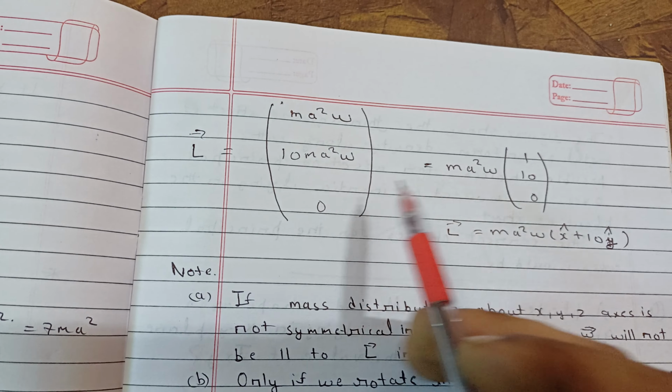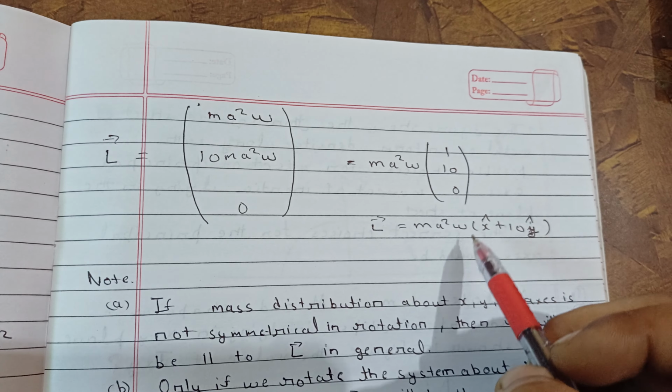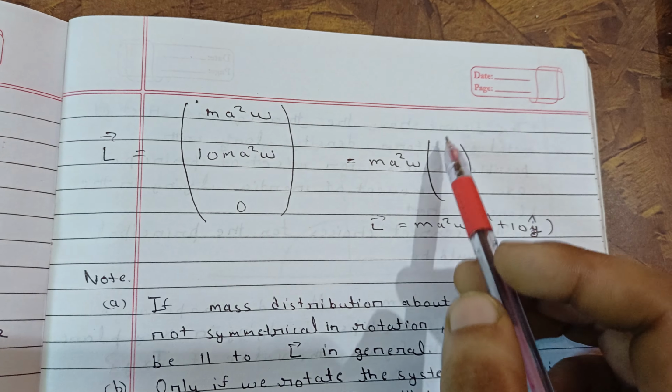Now take the ma² omega common, it will give you 1, 1, 0. So this can give you direction because this is a vector, it is i cap, j cap, and ma² omega. So this will be your angular momentum.